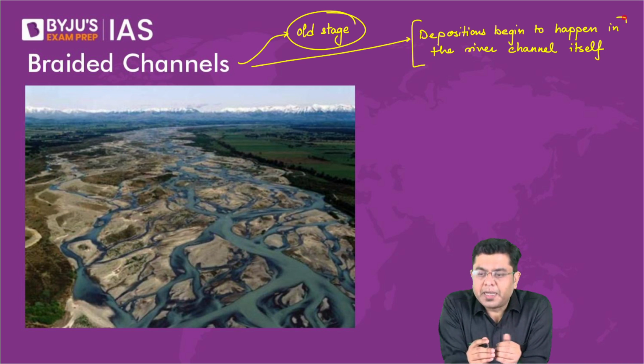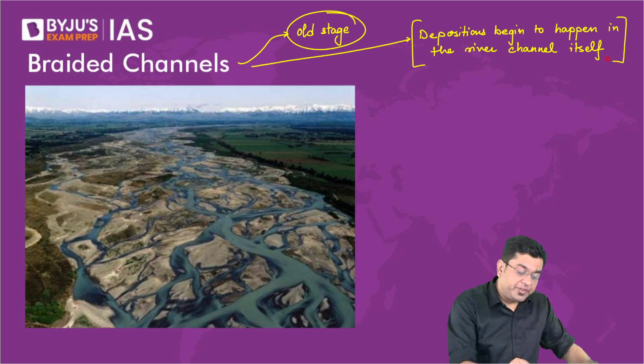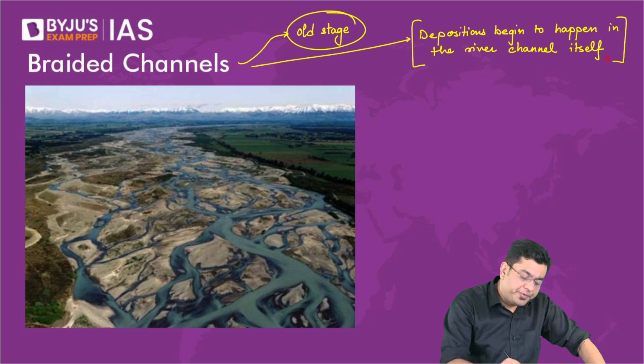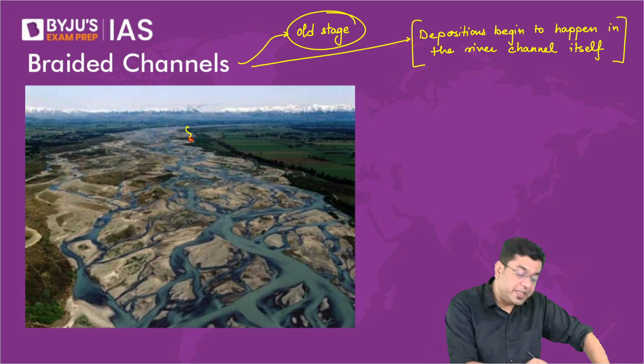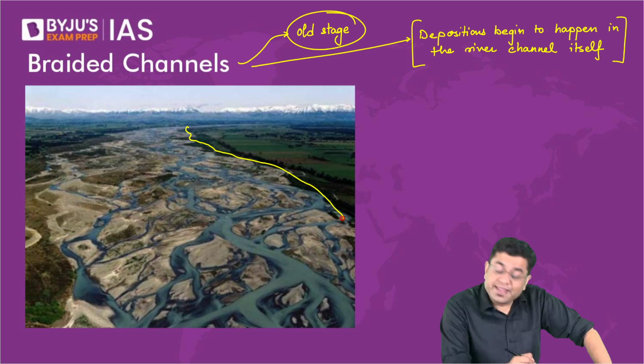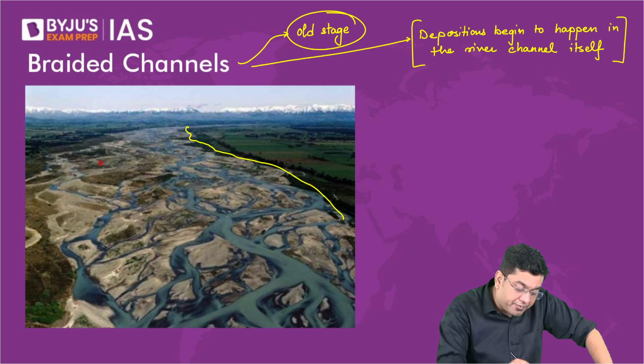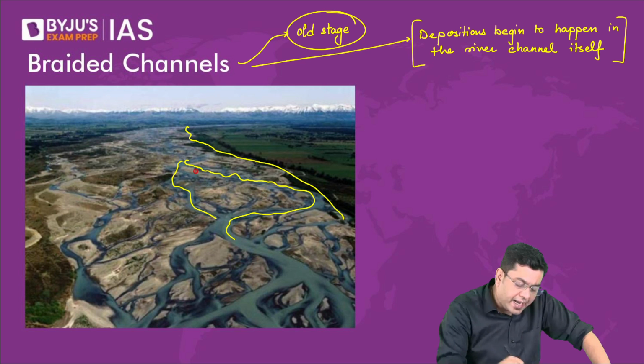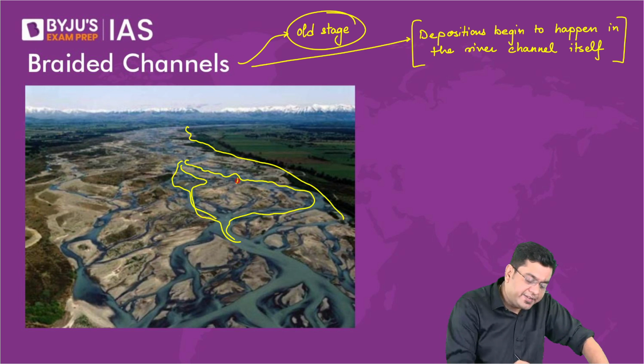Now, if a particular river is flowing and the deposition, observe this is your river channel. Observe how the depositions have happened within the river channel. In that case, the streams get subdivided into multiple smaller flows, and you won't be able to figure out which is the main stream here. And here, the entire flow is basically inhibited by these multiple streams which are generated.